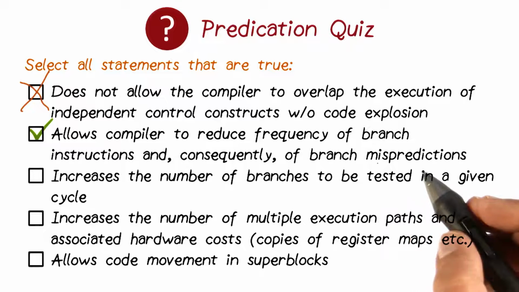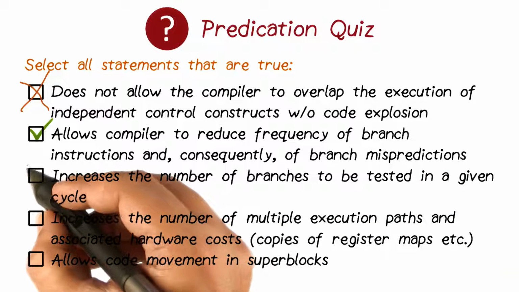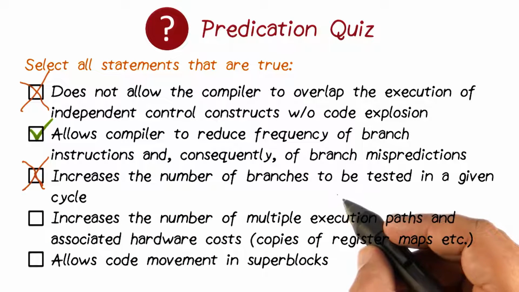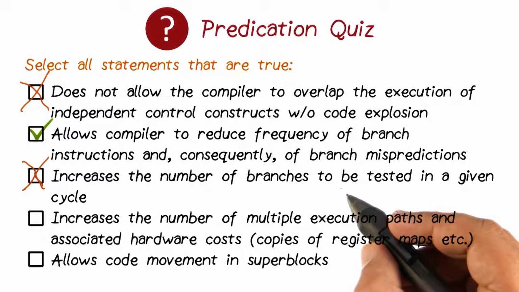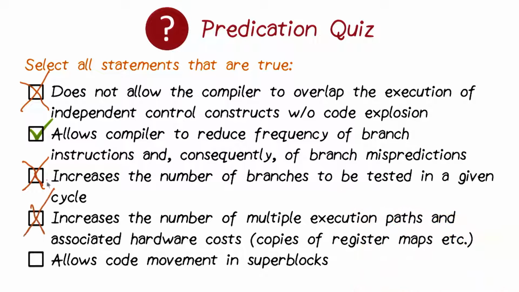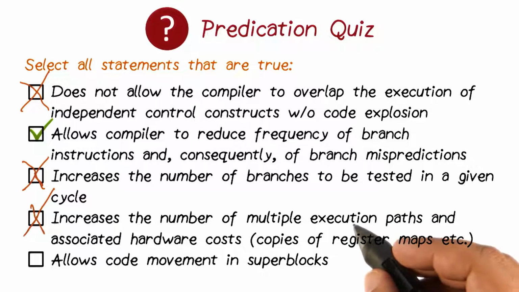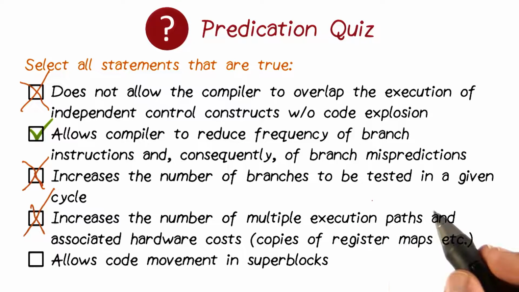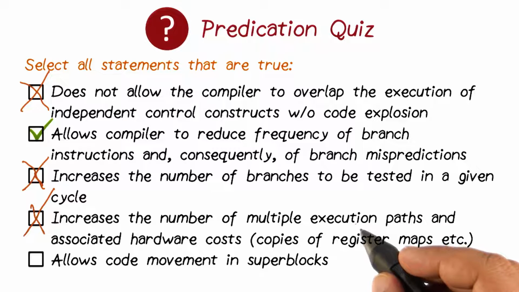Let's take a look at the next sentence. Increases the number of branches to be tested in a given cycle. The predication is removing those branch conditions, and therefore this statement is false. It in fact decreases or gets around or eliminates all the branch conditions. The next statement is false. Why? Because we are able to now use the execution on all the paths, and the hardware costs are higher in full predication. The partial predication also allows you to execute multiple paths, but the hardware costs are not increased because of the conditional move kind of instructions.